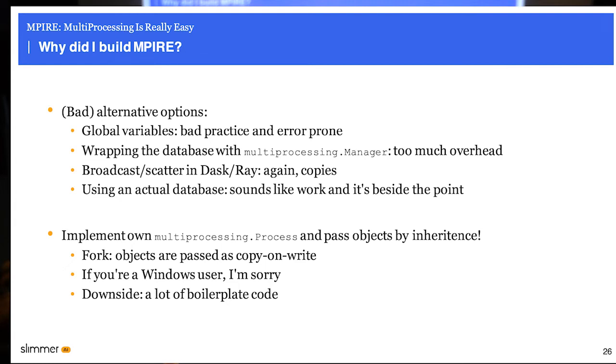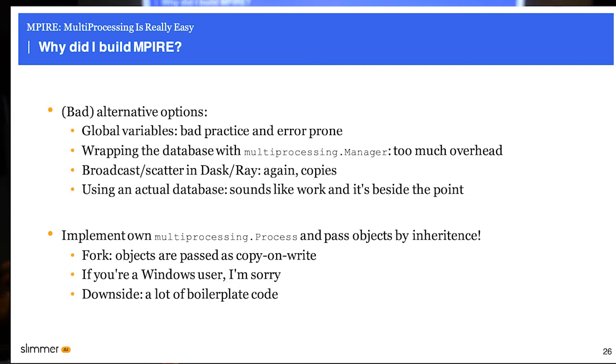In Dask and Ray, you have the option to use broadcast or scatter. In that case, the database is copied to each worker only once. That's already better than copying it a million times for each task. But again, you're making copies, and if your database or whatever object you're trying to share is a few gigabytes, and you want to have 40 workers, then you can quickly run out of memory. So in my case, this was also not an option. Then you could use an actual database. Well, that sounds like a lot of work. And it's also beside the point, because maybe in this example you want to share a database, and maybe in another example you want to share something completely different, and then a database is not appropriate.